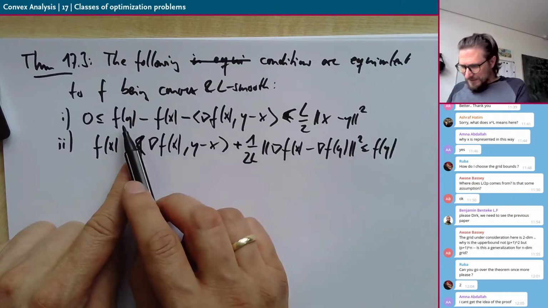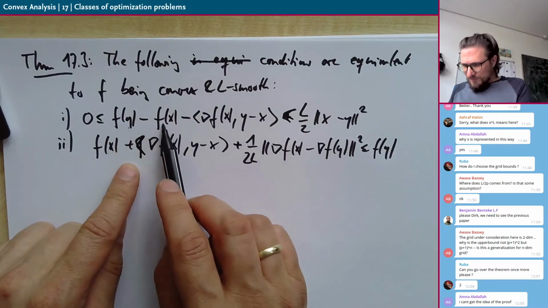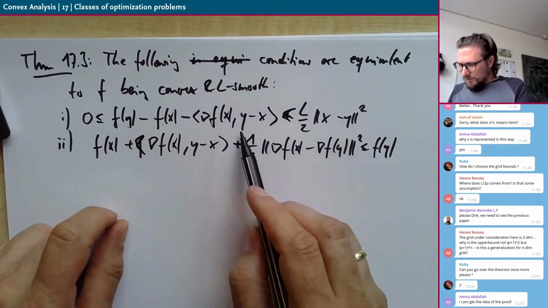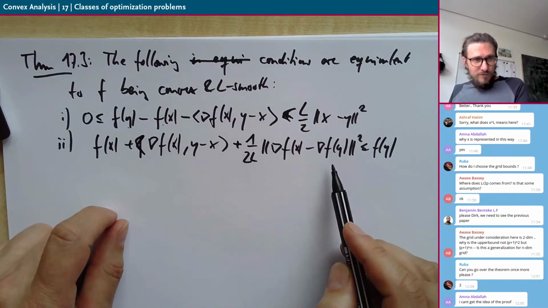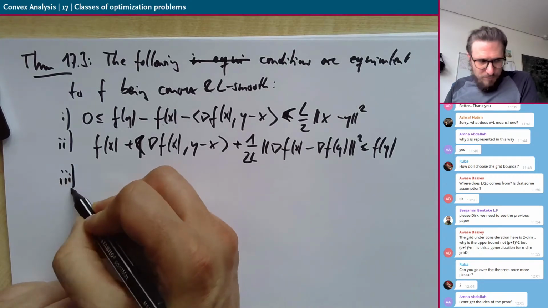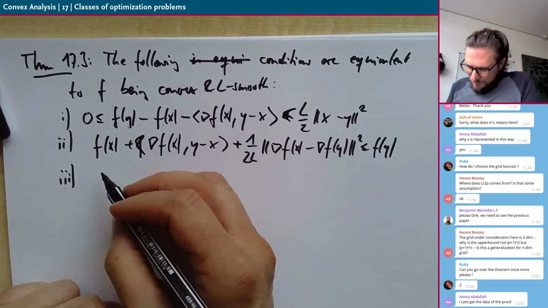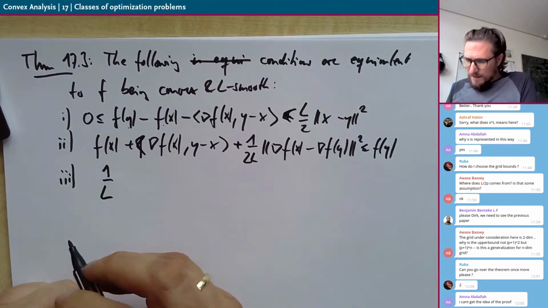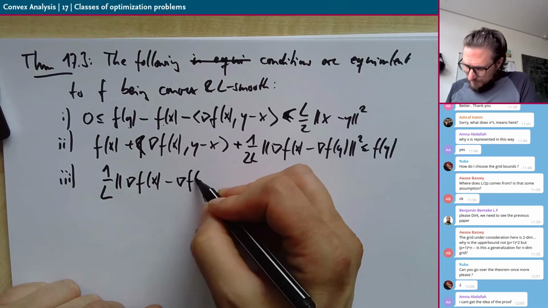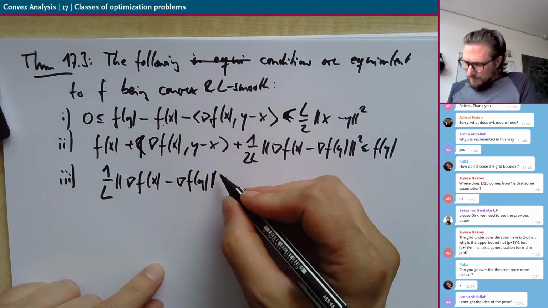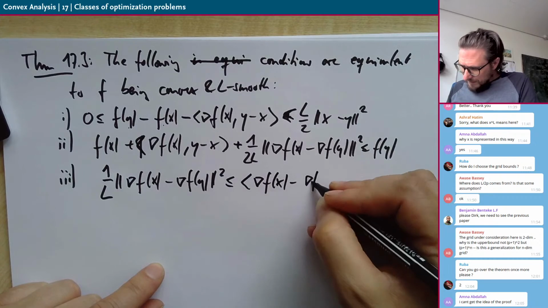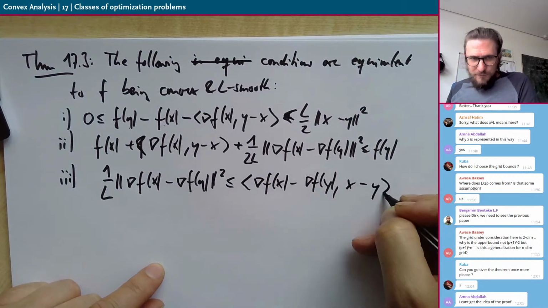This quantity, f of y minus f of x minus this inner product, if you bring this to the other side, you see that this quantity is also bounded from below by that, and that also characterizes convexity and L-smoothness. The third property is that for all x and y it holds that 1 over L times the gradient difference is a lower bound for the inner product of the gradient difference and the point difference.